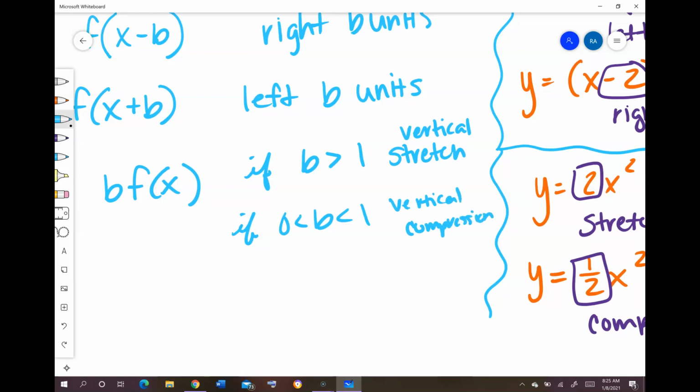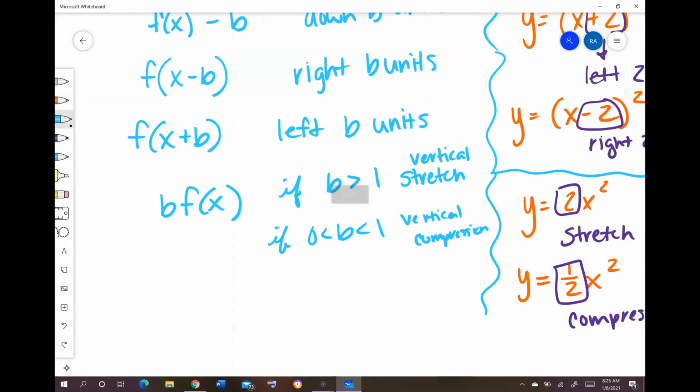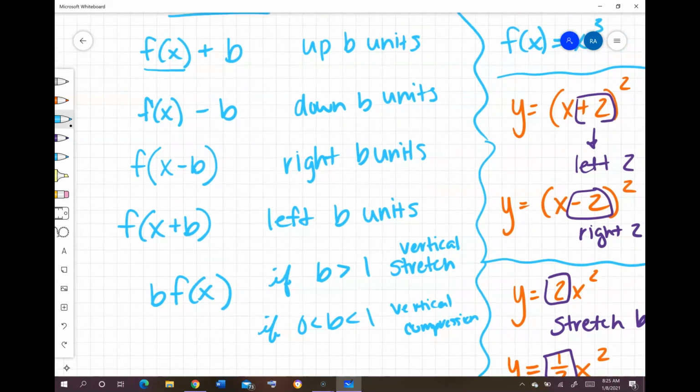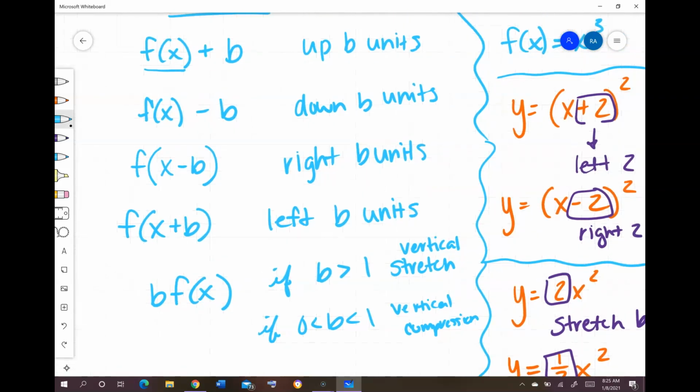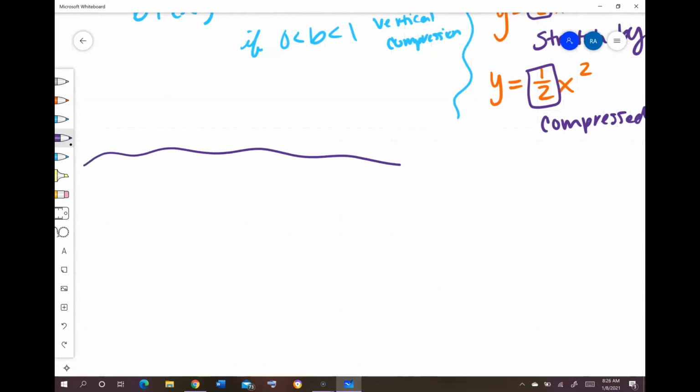So what we've learned is that f of x just means that you can input any function you want to. I can put any function I want into any of these rules. I can replace that f of x with absolute value of x plus b, and it's going to mean up b units. I can replace this f of x with x cubed minus b, and it means I went down b units. So this is just the general rules for any function that you see, okay? So let's do some examples. All right.